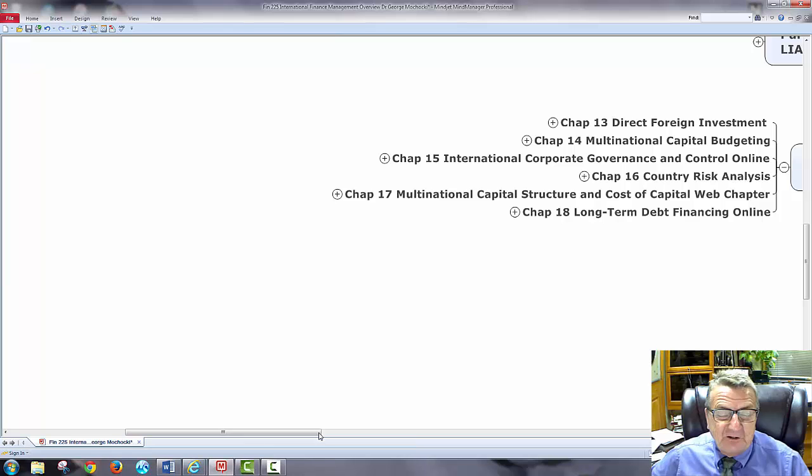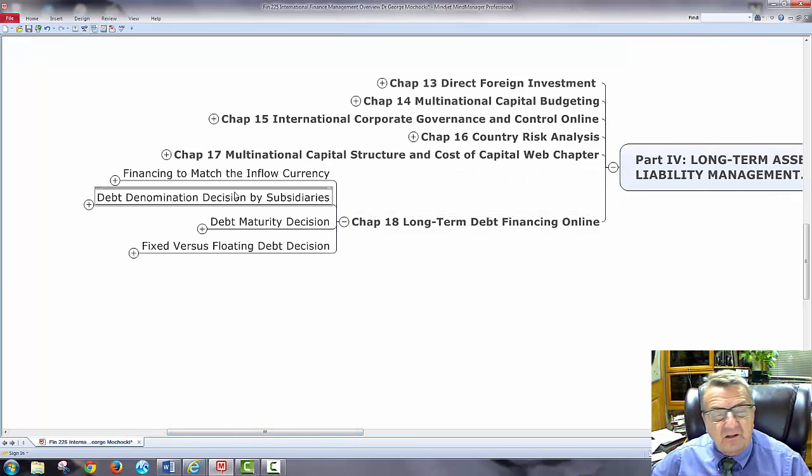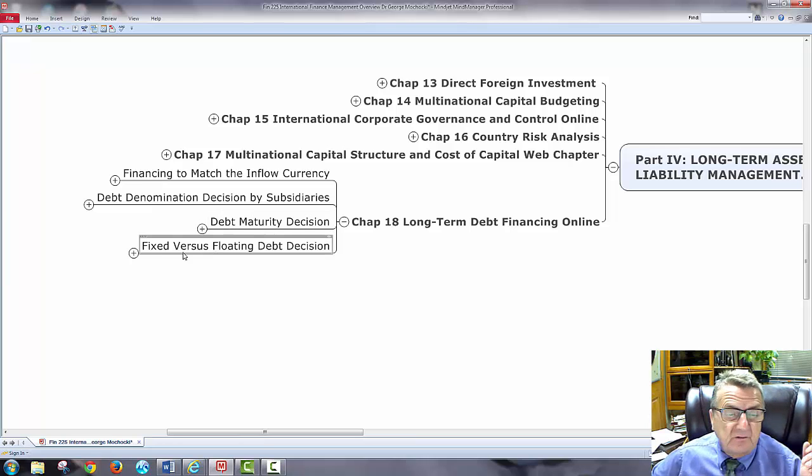What do you call it? International finance. Okay. Now, long-term debt financing. That's going to be online exercises. Financing to match the inflow of currency coming in. Debt denomination decisions by subsidiaries. What's the transfer rate? How do I break it up? The currency. Debt maturity decisions: when I pull in the debt, when I turn it over, or when do I convert it, if there's a conversion factor that you've learned in accounting and in finance. Fixed versus floating debt decision. Okay? So that took care of 18.